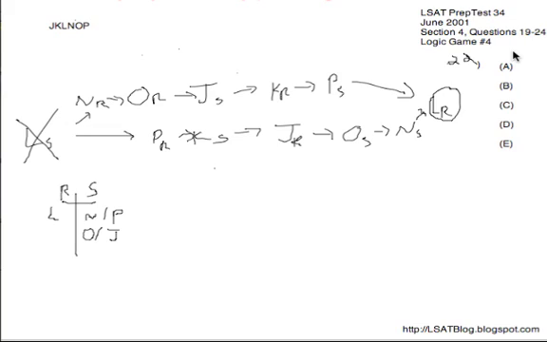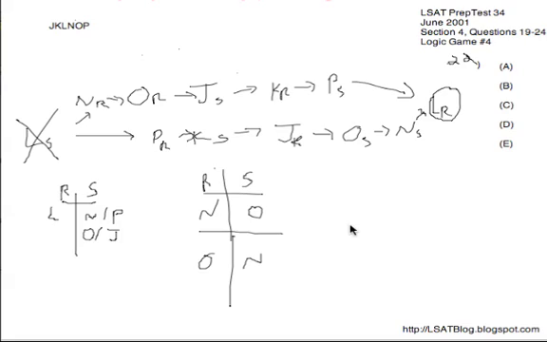Next, number 22. If N and O are at different clinics, what must be true? So they don't tell us which one's at which, of course. We got to figure that out ourselves. Now, there are really only two ways this could happen, right? I'll make a little RS table. We could have N at R and O at S, or we could have a different scenario in which we have O at R and N at S.